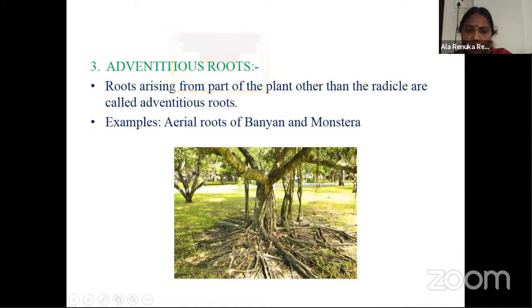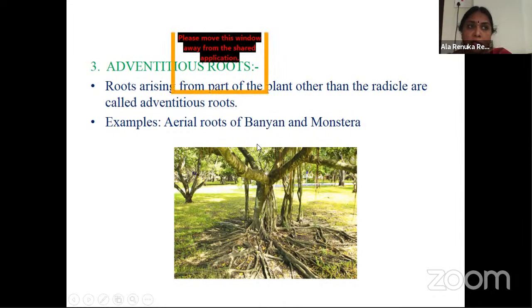All the roots which arise from other parts of the plant are called the adventitious root system. We see such roots in banyan, in monstera, and in bryophyllum. In bryophyllum you must all have seen small roots which develop and give rise to plantlets. All these are adventitious roots.